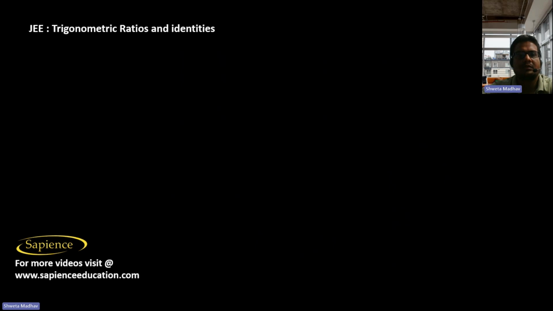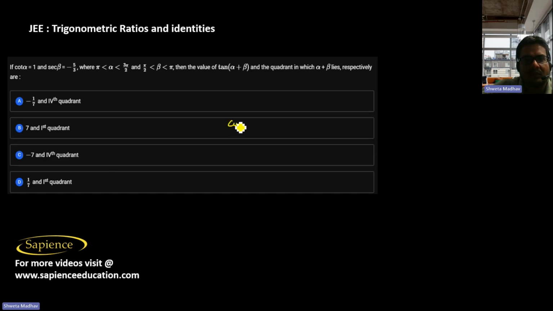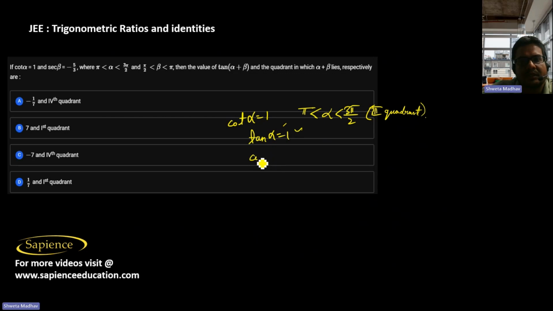Now here it is told that if cot alpha equal to 1 and alpha is more than pi but less than 3 pi by 2, it means alpha is in the third quadrant. So tan and cot are having positive values here. So therefore tan alpha also will be equal to 1. And then sec beta is equal to minus 5 by 3. So therefore cos beta also I can say is equal to minus 3 by 5.